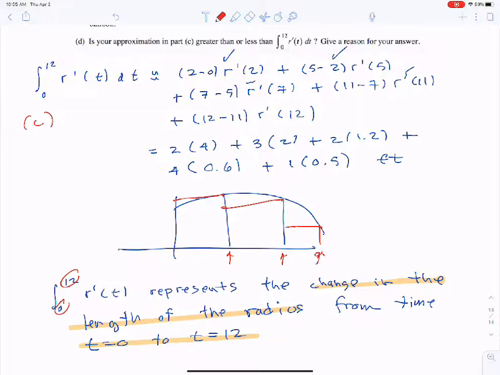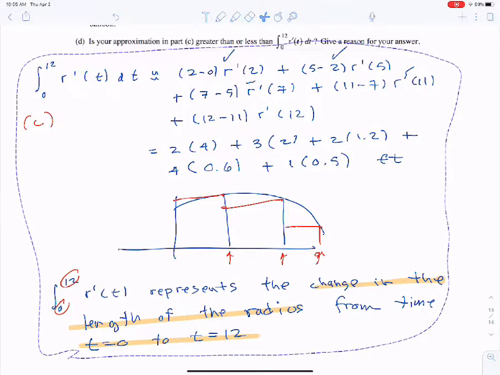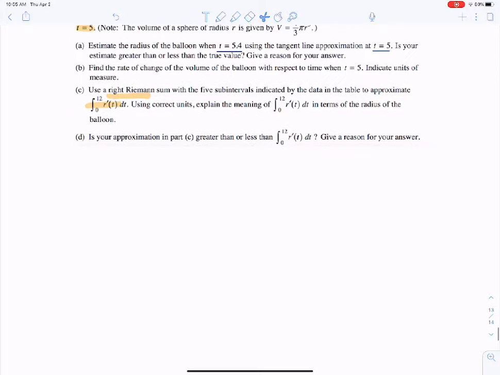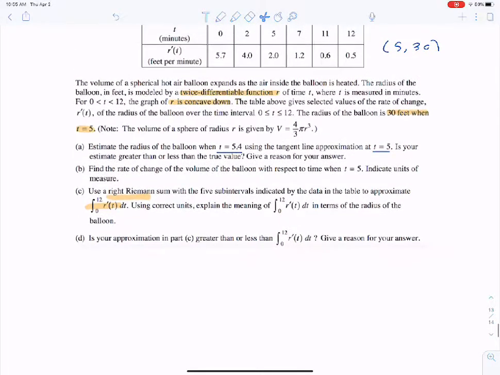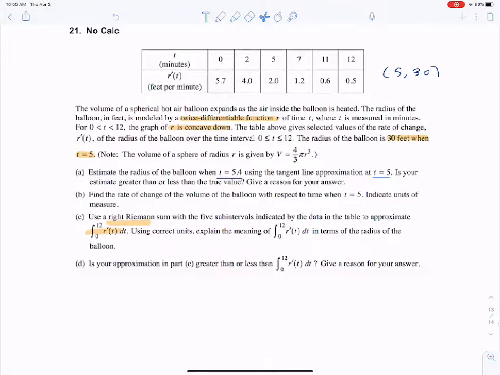Okay, then let's move on to the last one, and I'm going to erase this. Okay. Excuse me. So, is your approximation in part C greater than or less than the actual value? Give a reasoning for your answer. One more time, is your approximation greater than or less than?